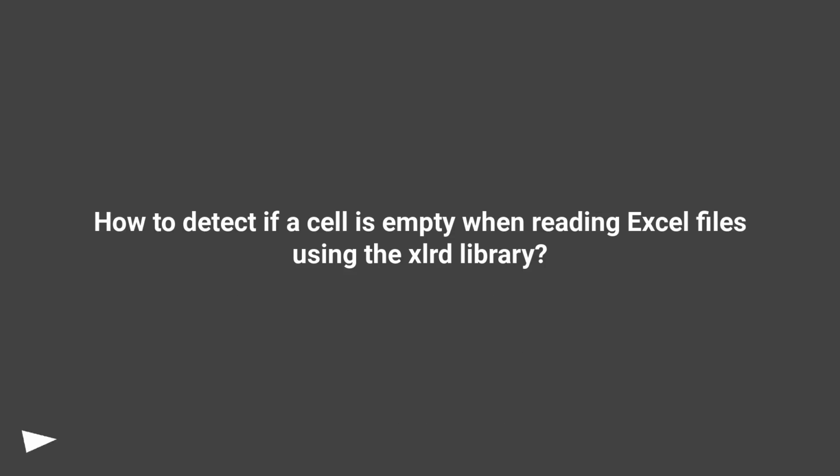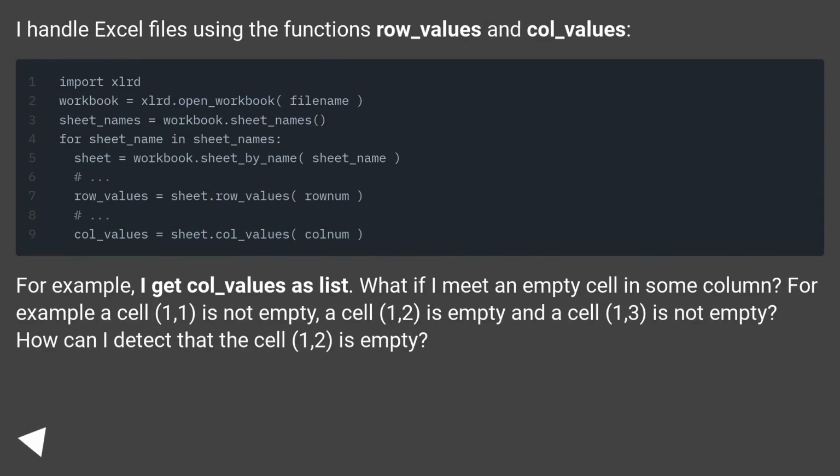How to detect if a cell is empty when reading Excel files using the xlrd library? I handle Excel files using the functions row_values and cell_values.